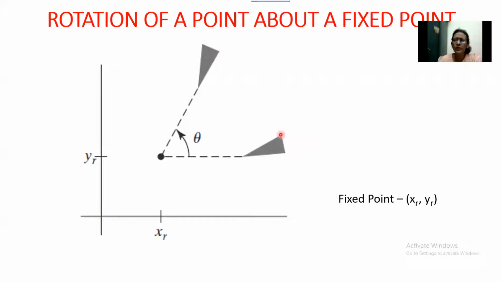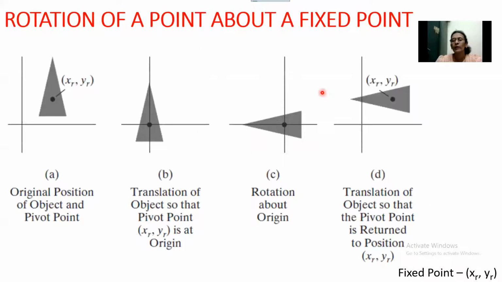In the same way, this vertex, when rotated by theta about xr, yr, means this line should make angle theta. So this triangle gets transformed into this triangle. That is rotation of the point about the fixed point. Now how do we get the coordinates of the point rotated about the fixed point? We don't know the rotation matrix for it; R theta is rotation about the origin.